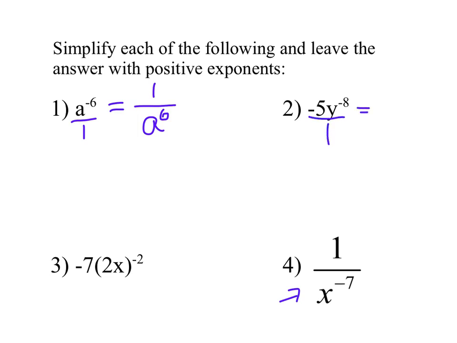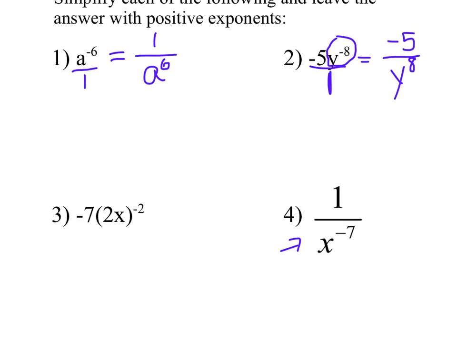Okay, same deal here. The negative 8 is an exponent, so that tells me that its base is in the wrong place. There's no parentheses, so the base is just y. Okay, so y to the 8th moves down, and that negative 5 stays on the top. So negative 5 isn't an exponent here. It's just a number, so it doesn't move. It doesn't mean anything. So here we go.